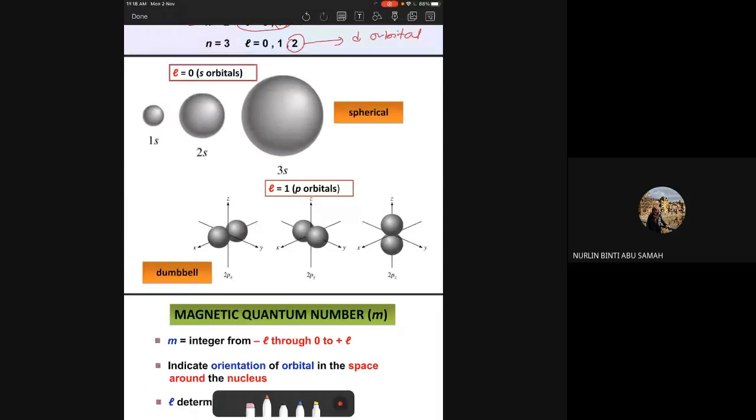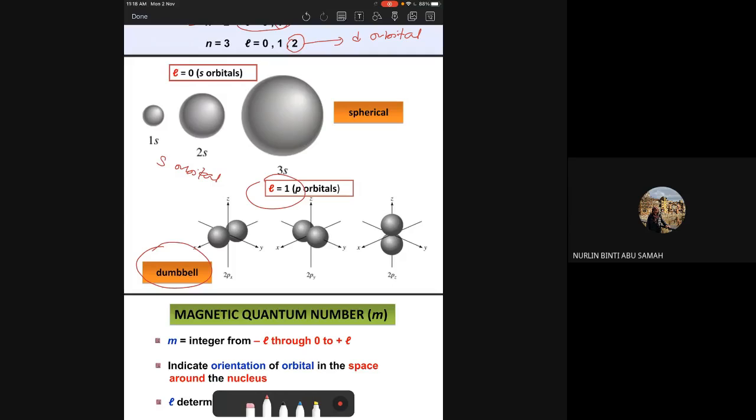So if you want to understand the 3D shape of each orbital, you can see that the s orbital will be spherical. By the time l equals 1, which is the p orbital, it will be dumbbell-shaped. This is the dumbbell, the combination of s orbitals.